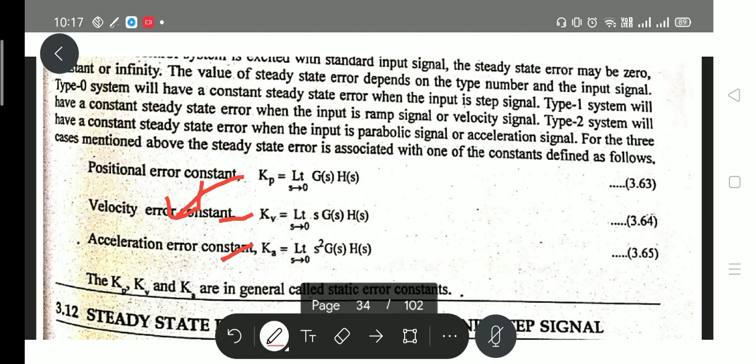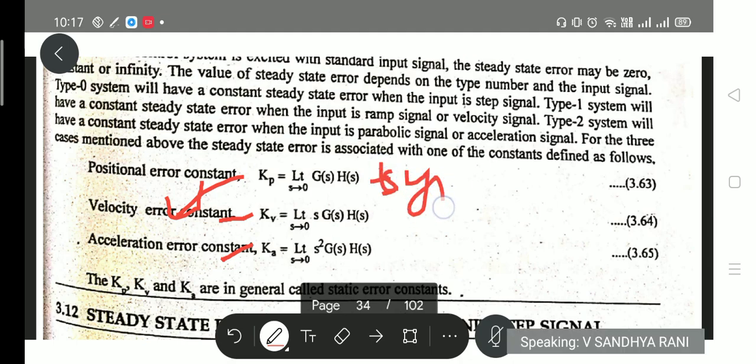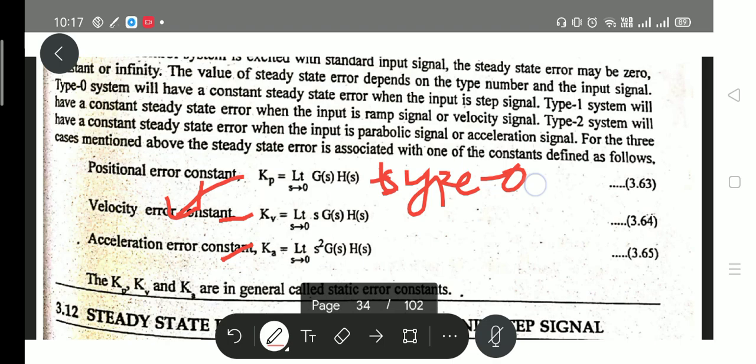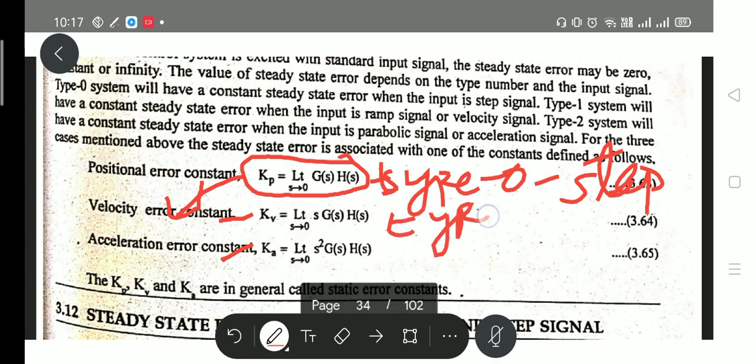Kp, the positional error constant, is represented in type 0 systems with step inputs. Wherever the input is a step and the system is type 0, we can find the positional error constant. Okay, the velocity error constant is for type 1 systems, and the input is a ramp.